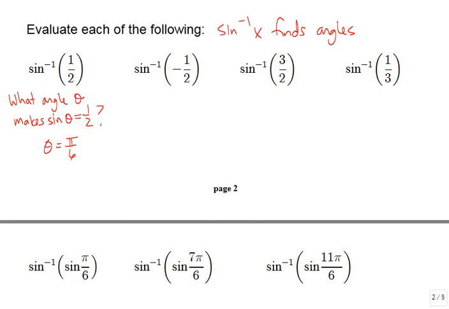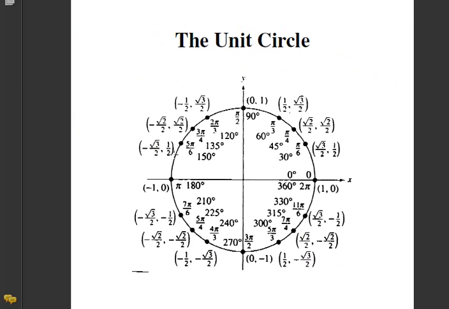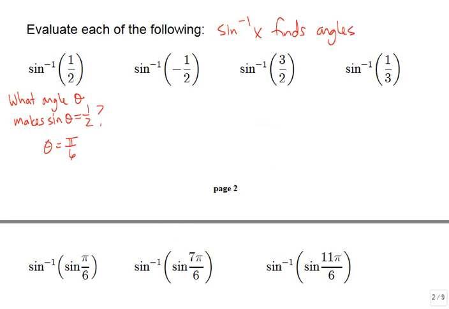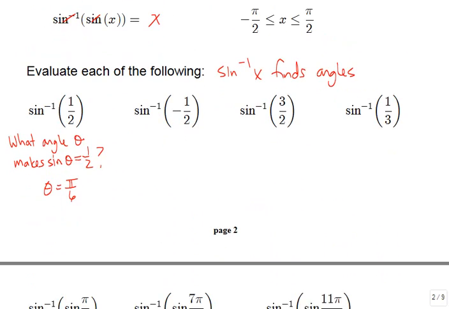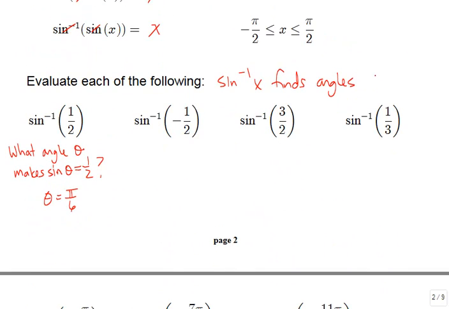Now your question might be, well, why couldn't I let theta be 5π/6? Because that also has a y coordinate of 1/2 as well. And the reason we're not going to give 5π/6 as our answer is because the angles that you give for these answers always have to lie in the range -π/2 to π/2. In other words, quadrant 1 or quadrant 4. And 5π/6 is a quadrant 2 angle. So you only want to give the value of the angle that's either in quadrant 1 or quadrant 4.